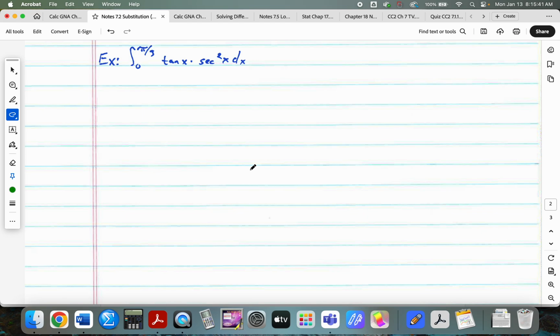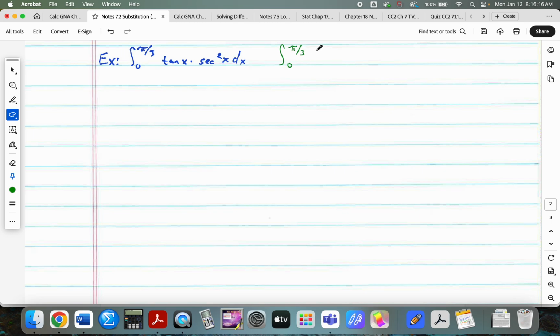All right, so here we have the integral of tangent times secant squared. This is a little bit unusual because you're like, well, neither of those is a composite function. Secant squared is, but the derivative of secant is not tangent, it's secant tangent, so that's not going to work out very well. But what's the derivative of tangent? Secant squared.